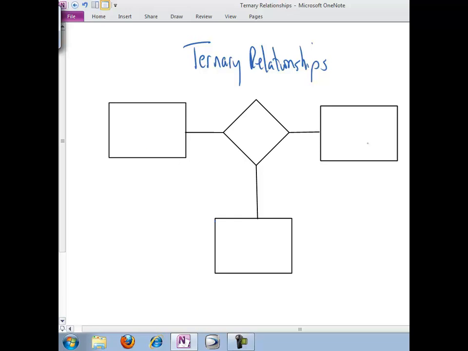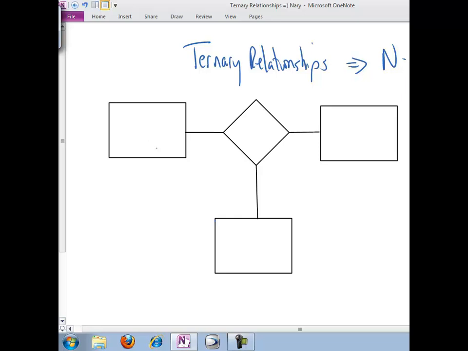Ternary meaning a degree of third. And so we have three entities participating in this relationship. And ternary relationships are the least complicated specific example of n-ary. While it gets complicated and very difficult to understand, we can have relationships where four entities or five entities or six entities or however many entities we happen to have participating simultaneously.